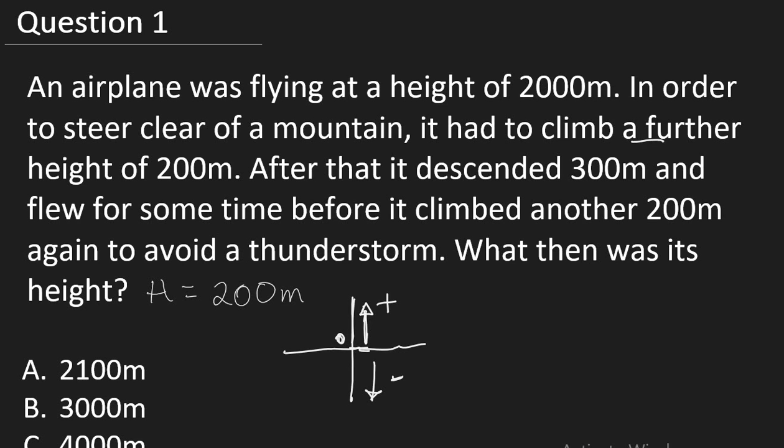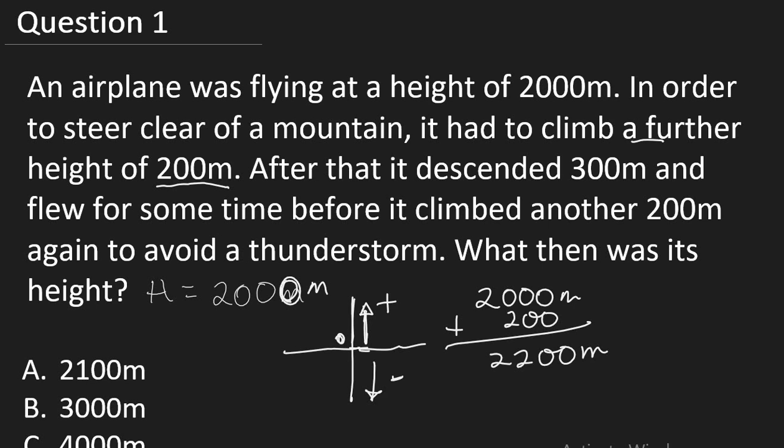So in order to stay clear of a mountain, it had to climb a further height of 200 meters. So the plane went up, that's positive. The initial height is 2,000 meters. The new height will be 2,000 meters plus 200 meters because it went up. The new height will be 2,200 meters.